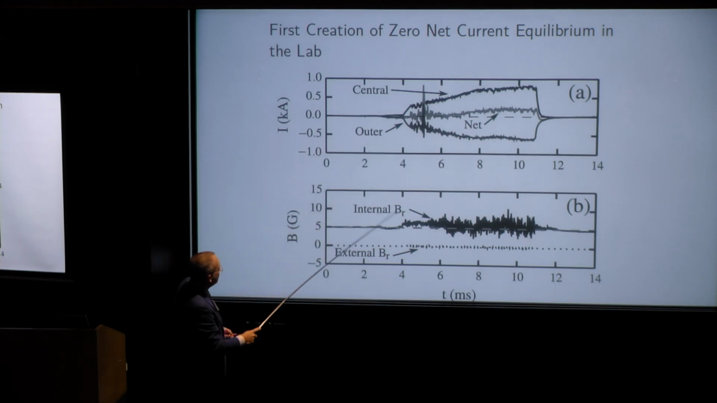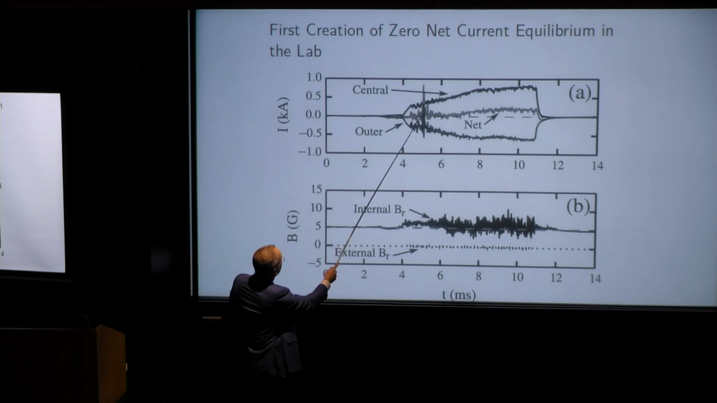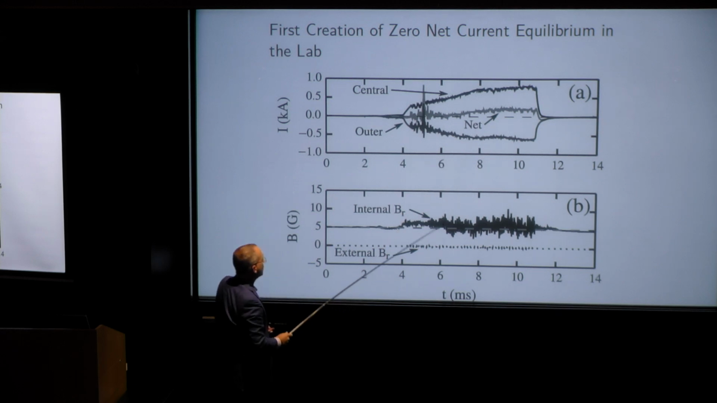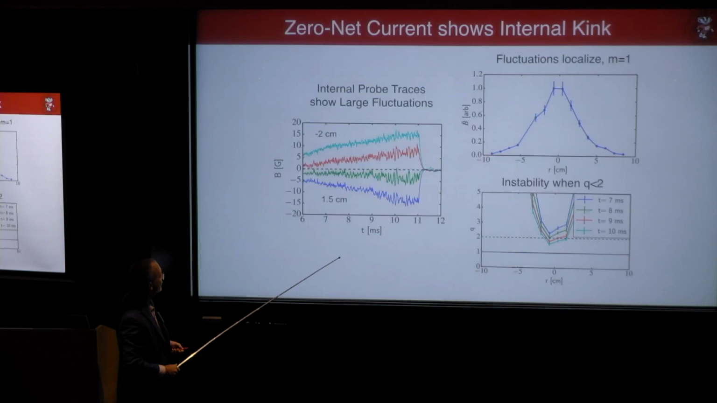So this is the zero net current experiment we started with. This is current injected in the central gun. This is the current injected from a set of 6 guns just outside of that. And this is the total current, which is almost zero. This was the first time this kind of current profile had been created.